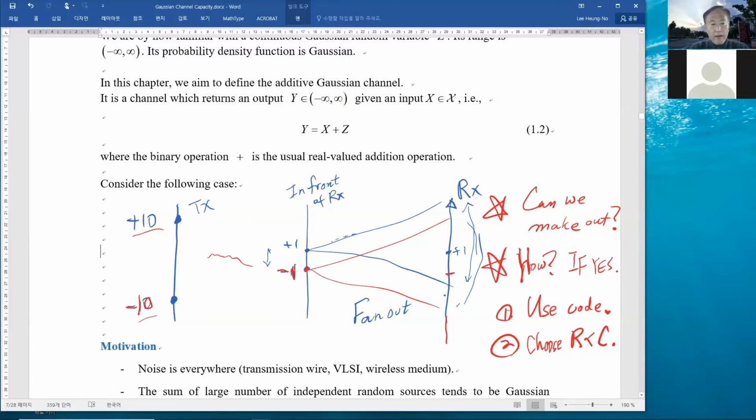We need to make out which one was sent at the transmitter. For example, positive symbol sent or negative symbol sent. We need to determine that. Then basically we have to draw a line and make a decision if the received symbol was a particular one.